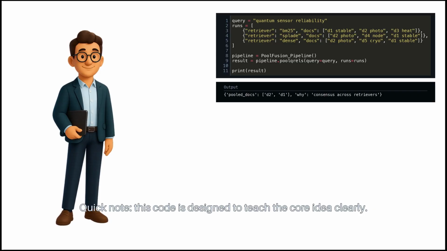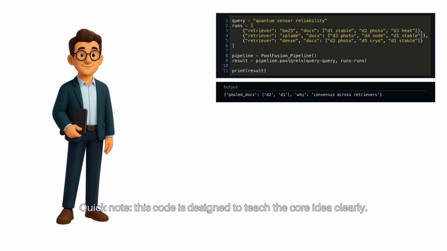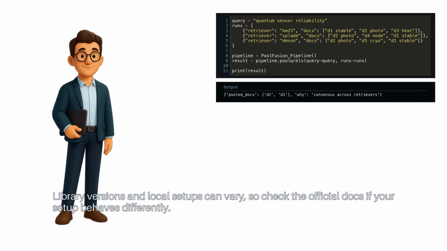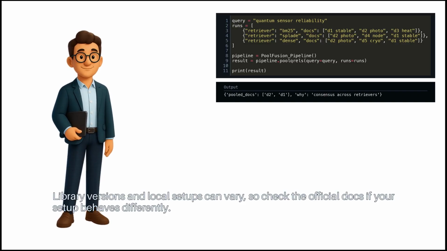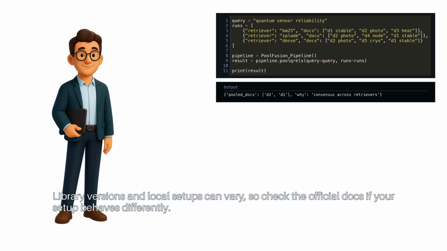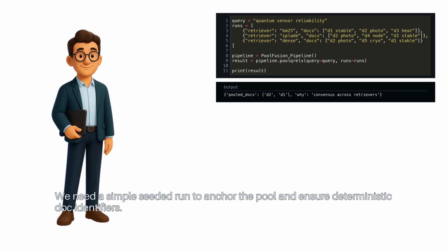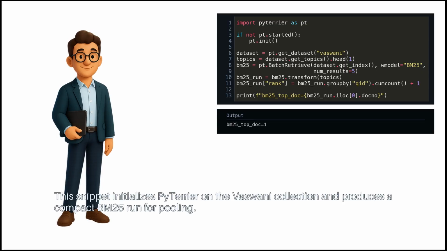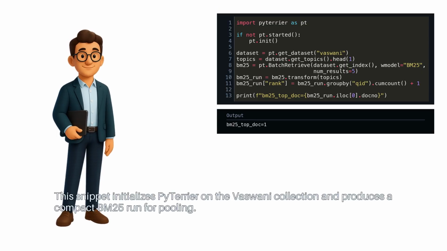Quick note, this code is designed to teach the core idea clearly. Library versions and local setups can vary, so check the official docs if your setup behaves differently. We need a simple, seeded run to anchor the pool and ensure deterministic doc identifiers. This snippet initializes PyTerrier on the Vaswani collection and produces a compact BM25 run for pooling.